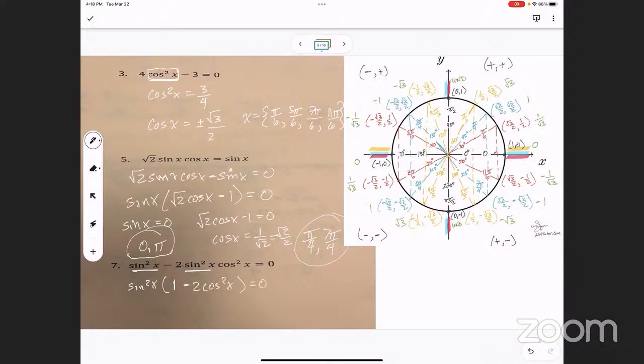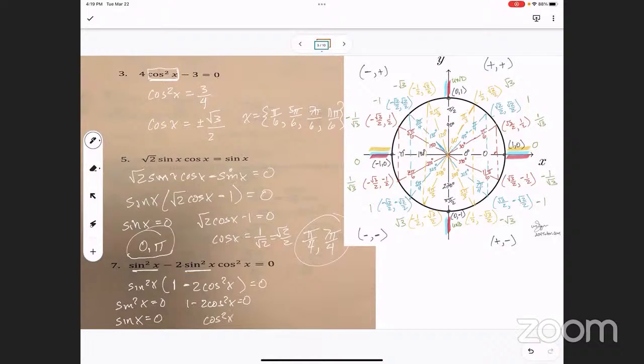Do you know what to do now? You gotta separate it out. Sine squared x times 1 minus 2 cosine squared x equals 0. That's it. Now what? This means that sine x equals what? 0, right? And this one means, let's solve this in our head.